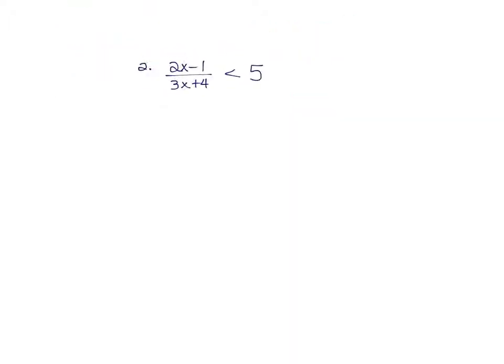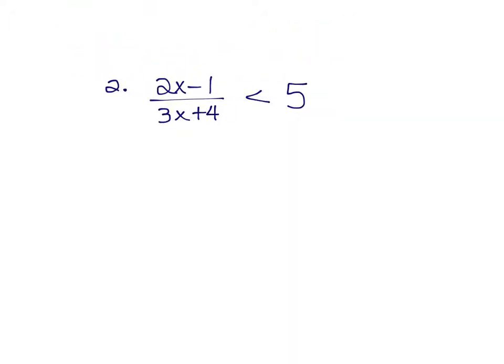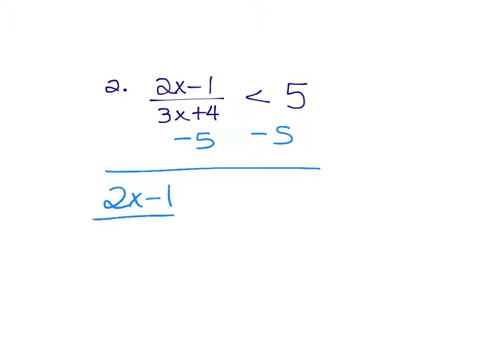Example 2. Now notice this original inequality symbol is just a less than. So once we get to the end, we don't have to worry about changing anything. But our steps are still the same. I'm going to turn it into an equal sign, and I'm going to set it equal to 0. So I'm going to move the 5 over to the left side. I get 2x minus 1 over 3x plus 4 minus 5 equals 0.